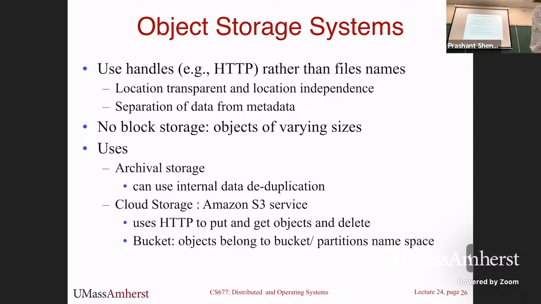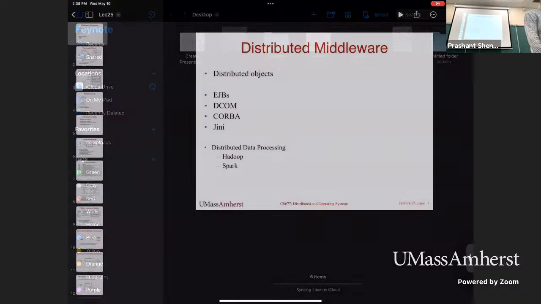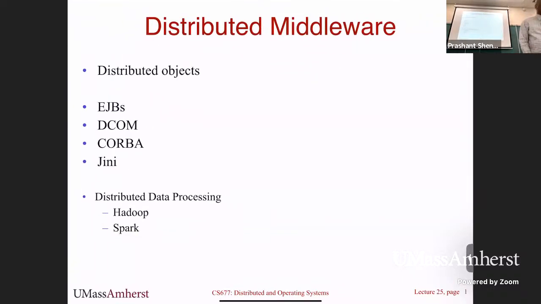Okay, so let us now switch gears, go back to today's lecture. What we will do now is switch gears and talk about middleware systems. Remember, in the very first lecture, I said middleware is a software layer that sits between the operating system and the application, and it provides useful services that the OS does not provide, that the application can make use of.